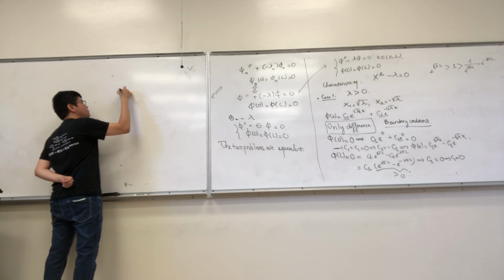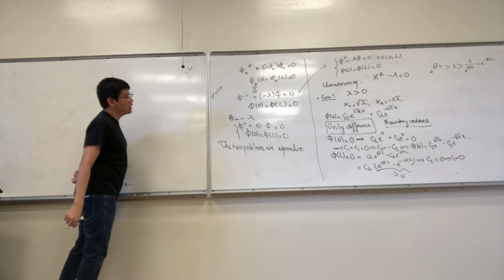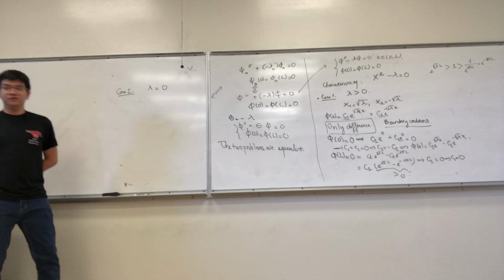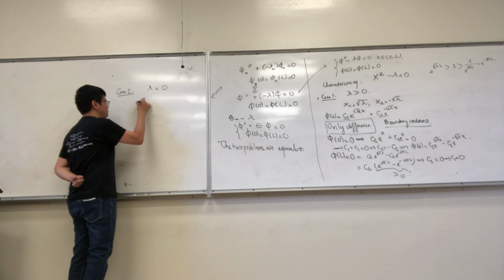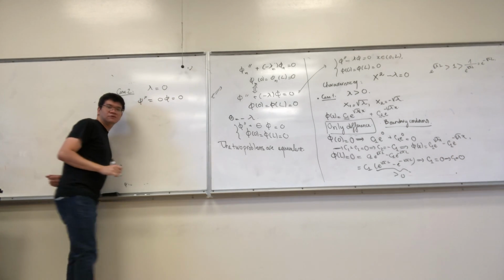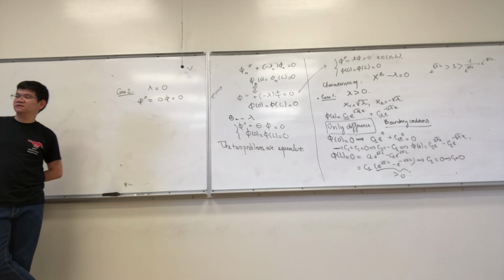Case number 2. Lambda is 0. You don't need to use the characteristic method, right? So you have phi second is 0, phi, and this is 0. So what is the solution for this? Yes? Ax plus b. Yes.